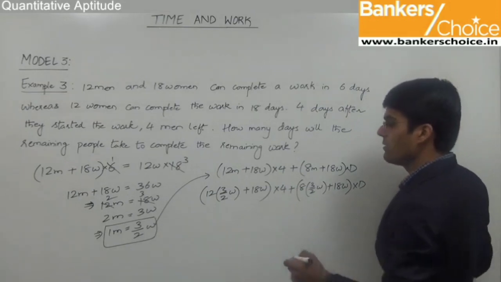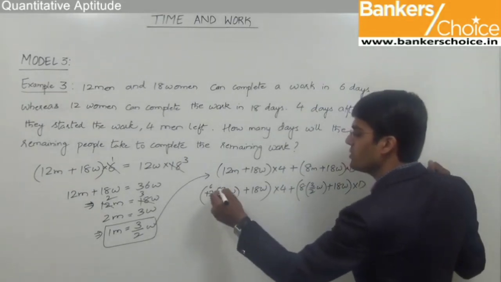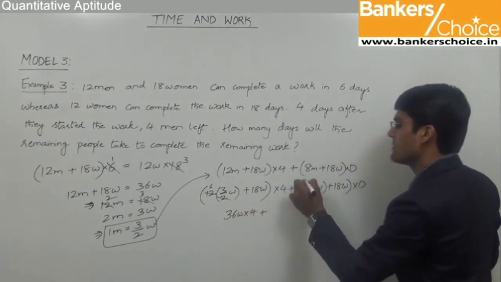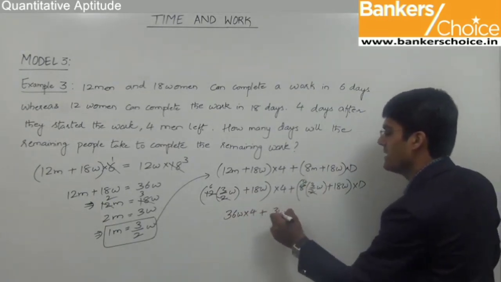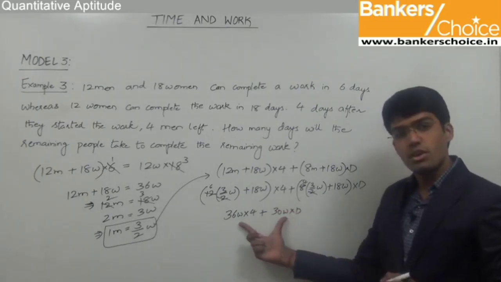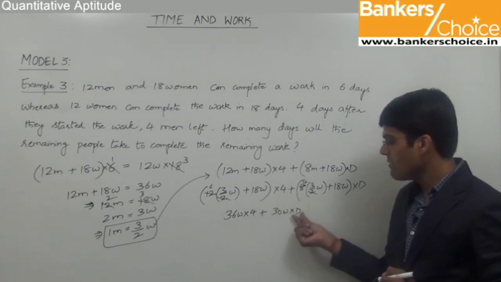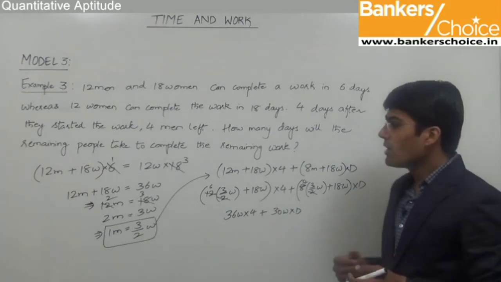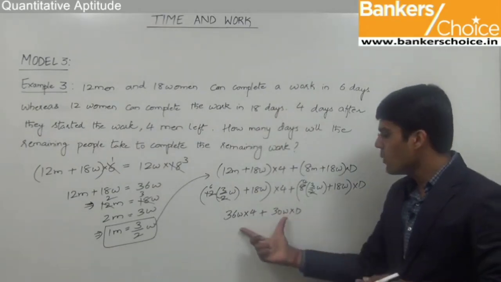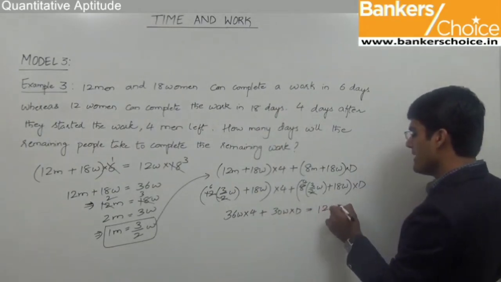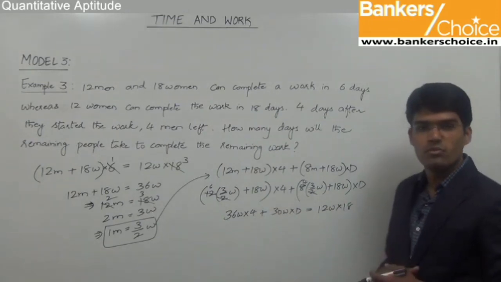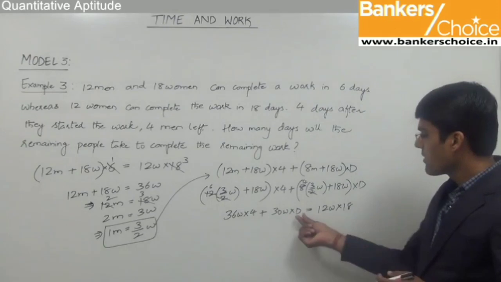Now by simplifying this, we get 6 into 3, 18 plus 18, 36 women into 4 plus, this is 4 into 3, 12 plus 18, 30 women into the number of days d. So this is the total work which has been finished only in terms of women, and we need to find out the number of days required, d. We also know that 12 women can complete the work in 18 days. So this total work can be equated as 12 women into 18 days. Now if you can see here, the whole equation is only in terms of women. So we can simplify this to find out the number of days d.